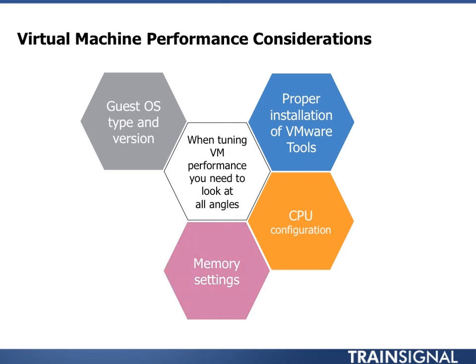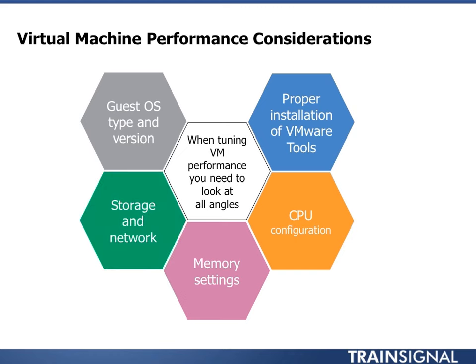Memory settings, reservations, sizing, swap, all those are considerations you need to look at. Storage and network, obviously. A lot of this can be things like device drivers, paravirtual drivers, VMXNET 3 drivers, or it can also be things like jumbo frames and also underlying physical connectivity that we won't hit on in this lesson, but all those things work together.